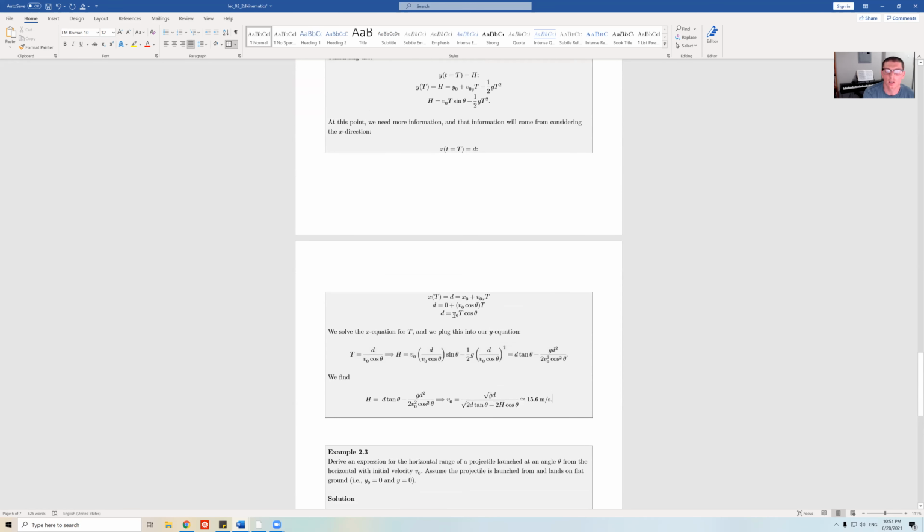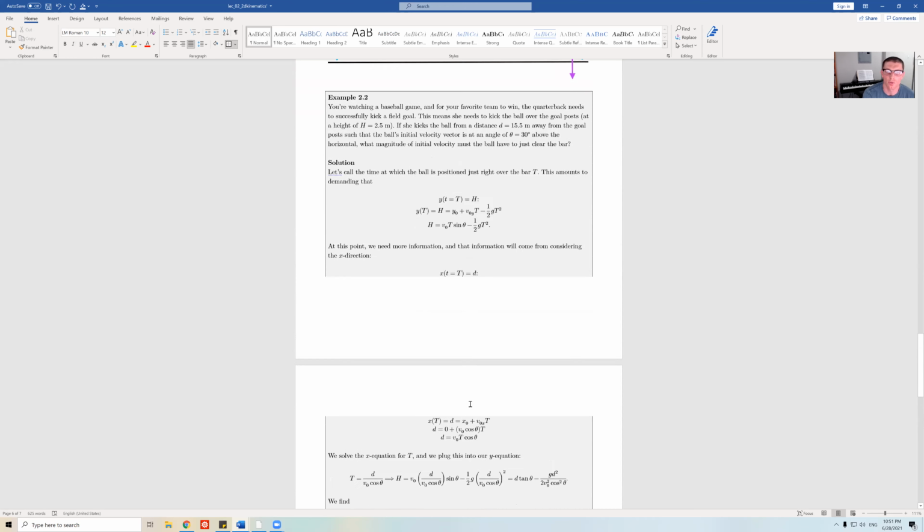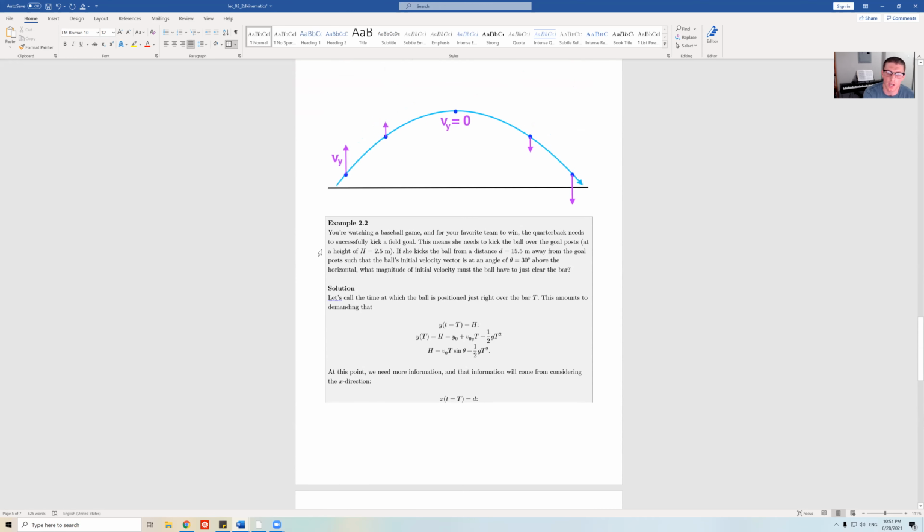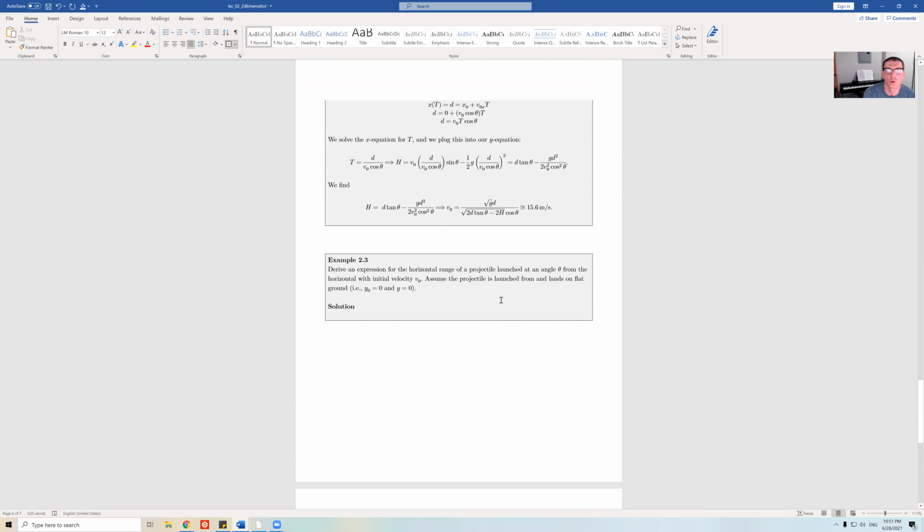Hopefully this was clear and it helped you understand the procedure for solving these two-dimensional kinematics problems. The last one I'm going to do is not really so much a problem as it is a derivation. We're going to derive an expression for the horizontal range of a projectile, which I'm going to call big R, that's launched at an angle theta above the horizontal with initial velocity v naught. And we have to assume here that the projectile is launched from and lands on flat ground.